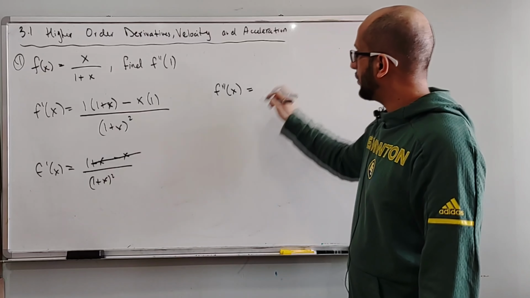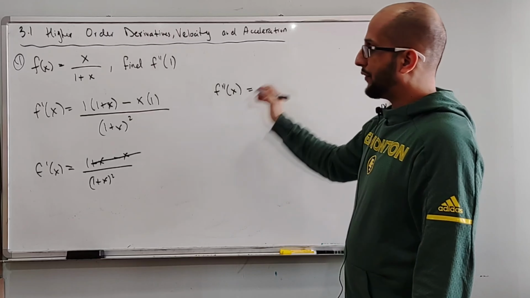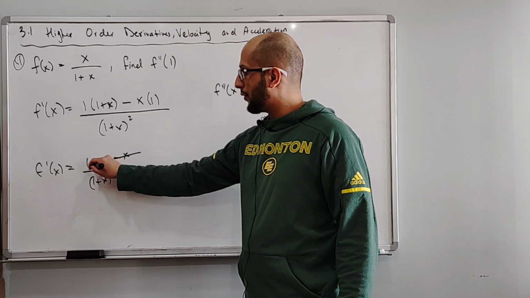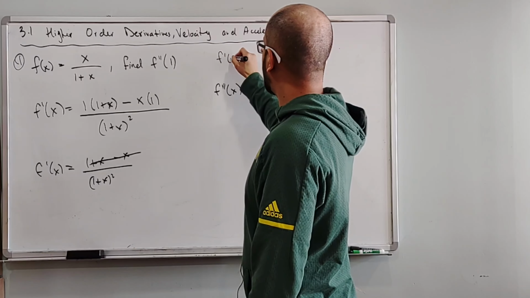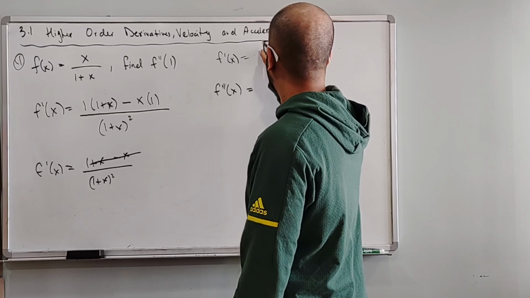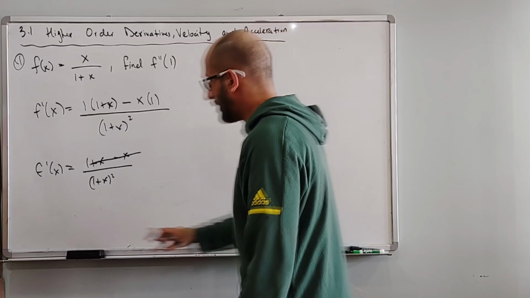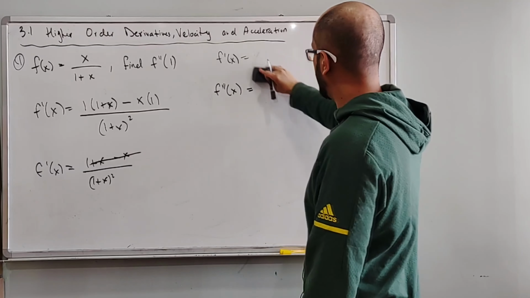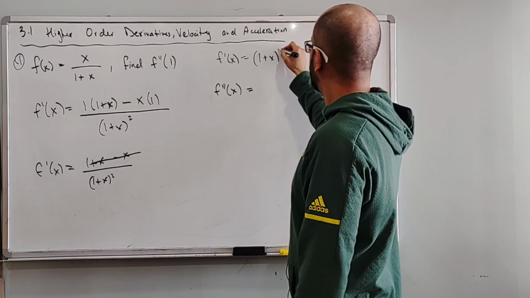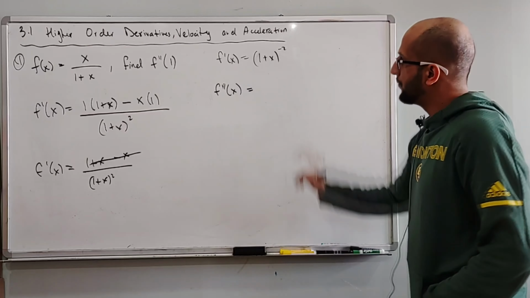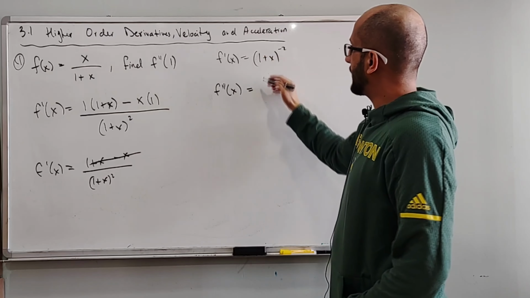Same idea, 1 over. In this case, you can find the derivative using the quotient rule, but just for the sake of doing something different, I'm going to turn it into the power of a function rule. I'm going to bring it up and write 1 plus x to the power of negative 2. So if we find the derivative, negative 2 comes down.